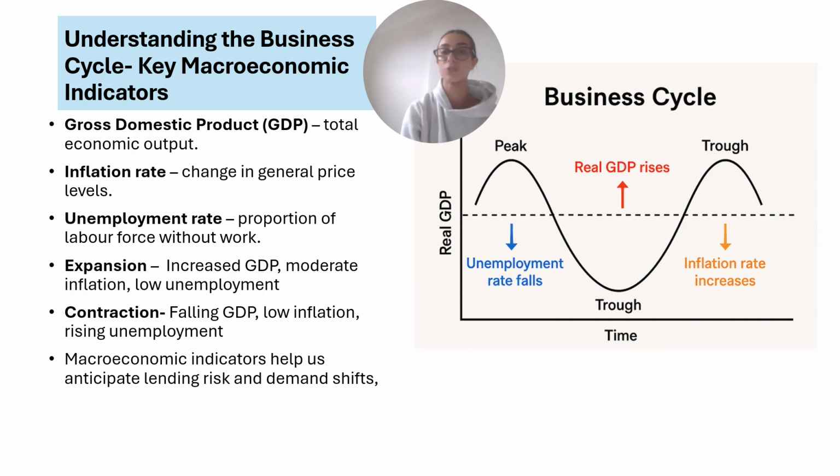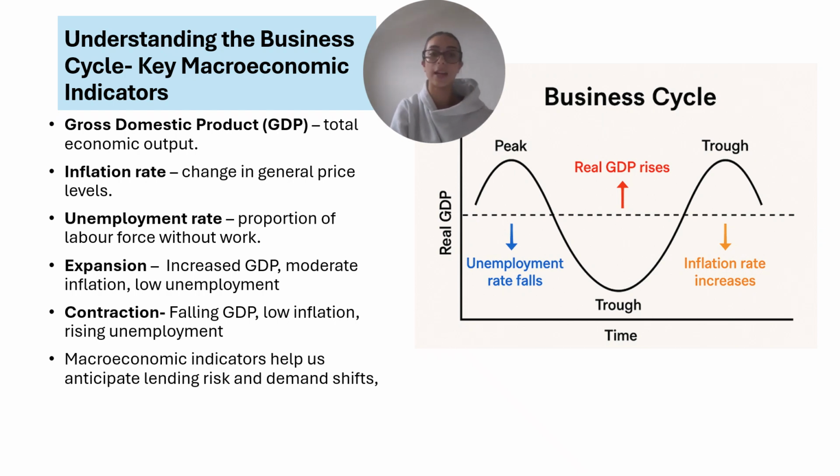Understanding the interaction between these indicators allows us to predict shifts in the business cycle, from expansion to peak, then contraction, and finally trough. Each phase brings unique challenges and opportunities.